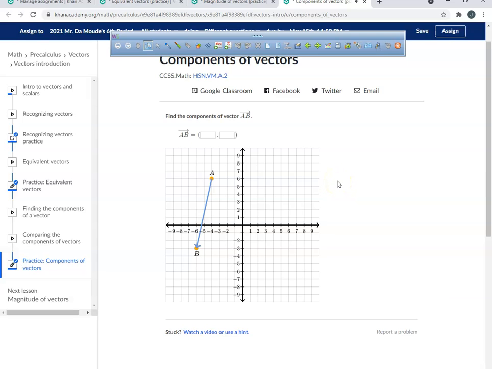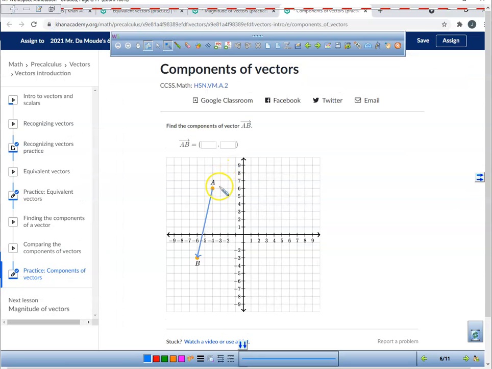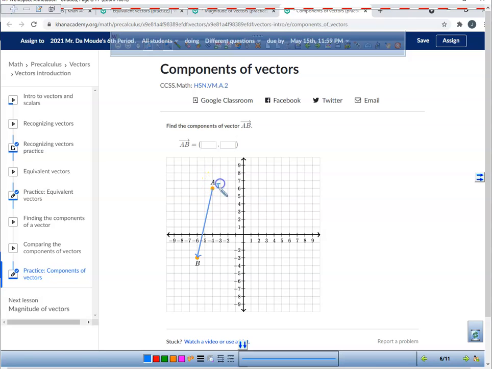Okay, let's take a look at this one. It says find the components of vector AB. Now it's very important that you know where your initial point is. By the way, whenever it leads, that's always your initial point. If it said vector BA, then I'd start at B, but it says vector AB. So this is my initial, and then this guy's my terminal.